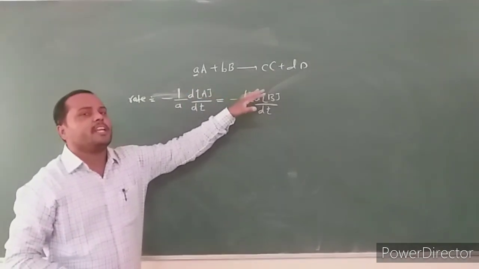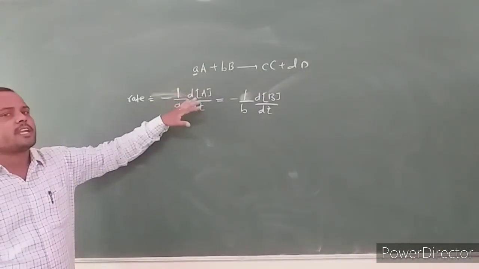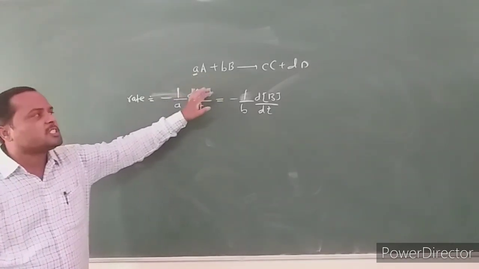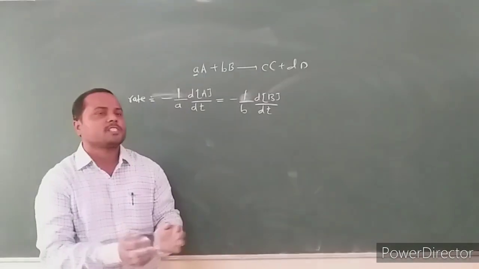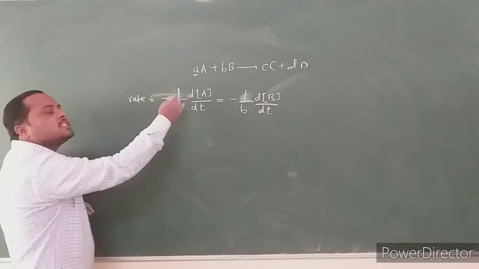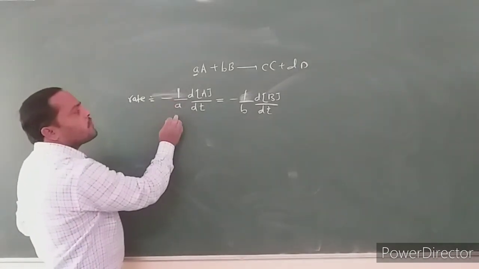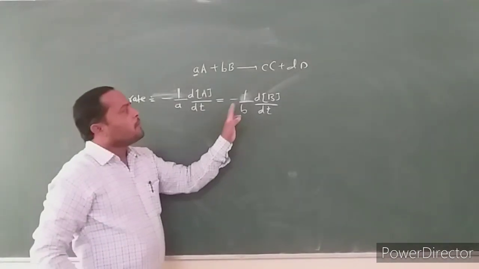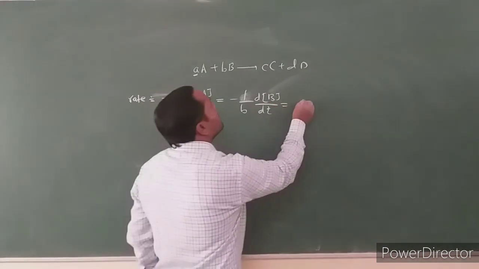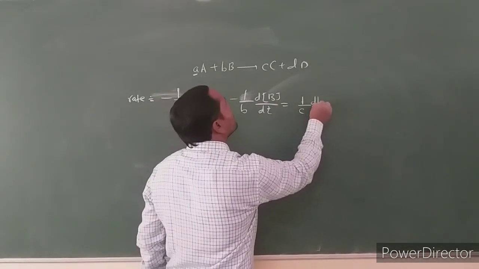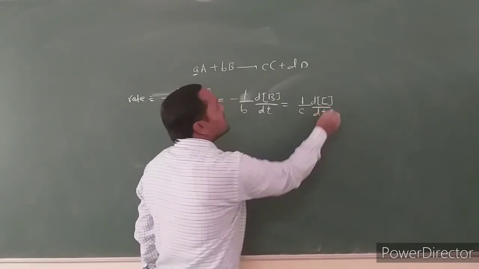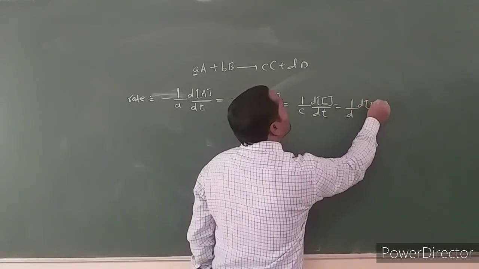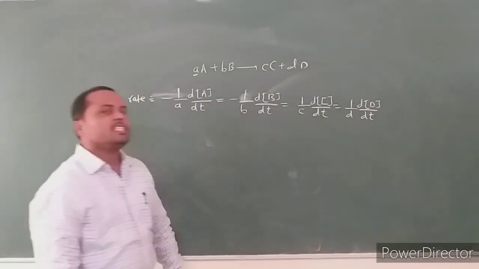How to express the rate of reaction? For this general chemical reaction, the rate of reaction is expressed by minus 1 upon a. Small a and b are the coefficients, and small c and d are again coefficients. The rate of reaction in terms of decreasing concentration is equal to minus 1 upon a dA upon dt, or minus 1 upon b dB upon dt, or in terms of increasing concentration, 1 upon c dC upon dt, or 1 upon d dD upon dt.